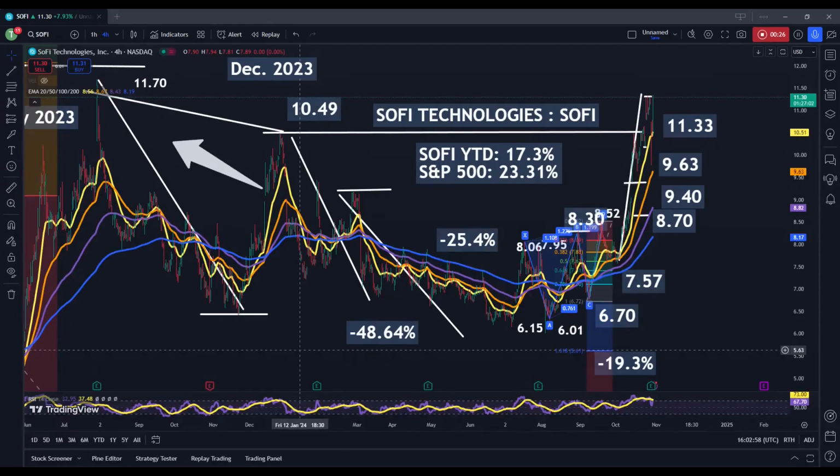Here we have the current stock market analysis for SoFi Technologies Incorporated, stock ticker SOFI.